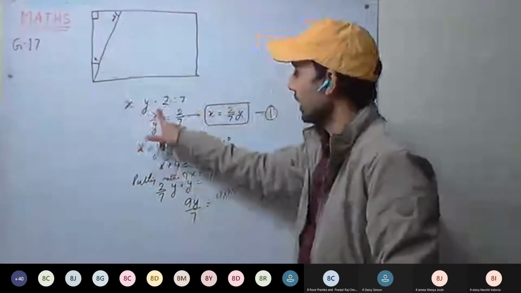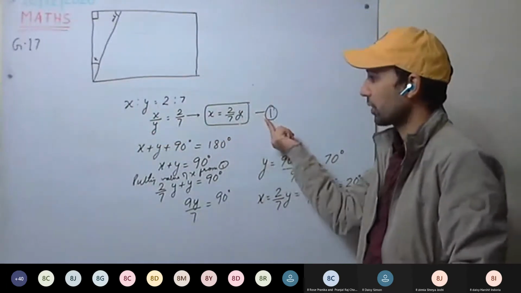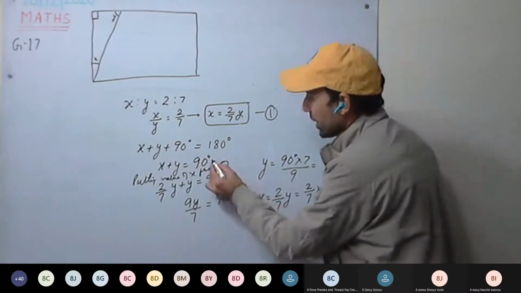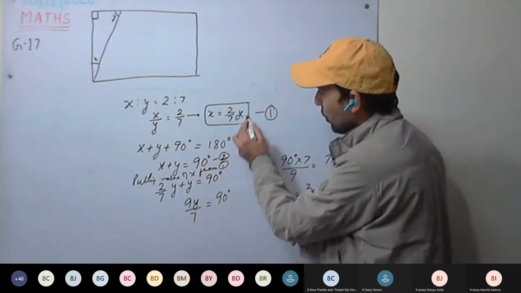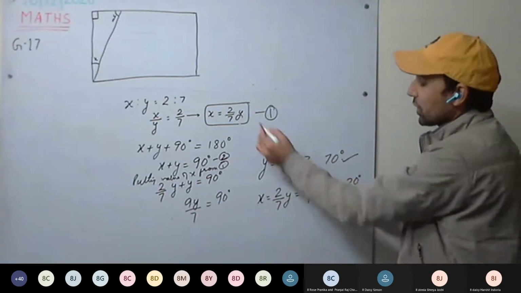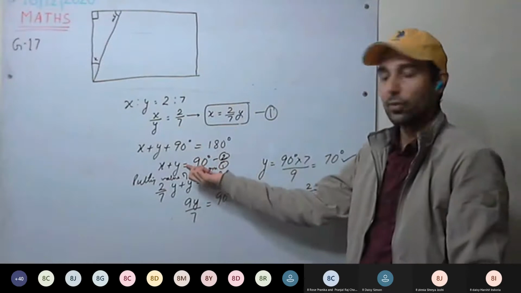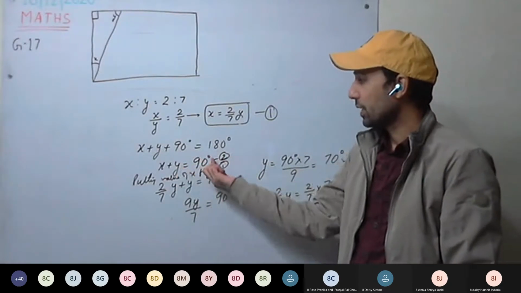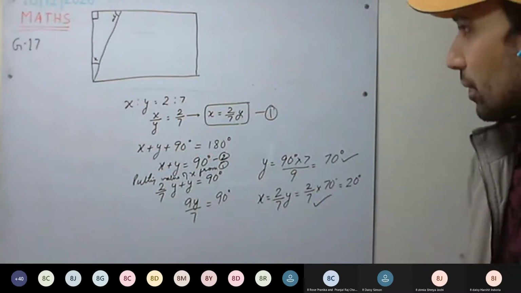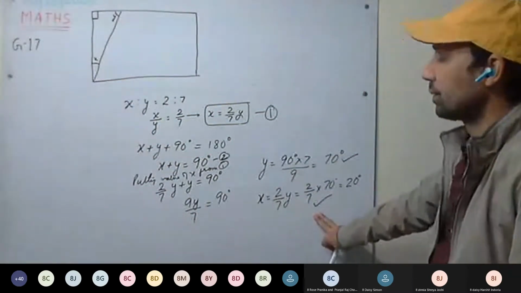So X is to Y is given. X by Y is 2 by 7. X equal to 2 by 7 into Y. X plus Y equal to 90. This is our second equation. So now putting the value of X from first into second, we calculated the value of Y. Now using first, we can calculate X, or using second also, we can calculate X. Y is 70, 90 minus 70 will get 20 degree. Is this clear? Any way you can do. Okay, this is clear? Yes, sir.